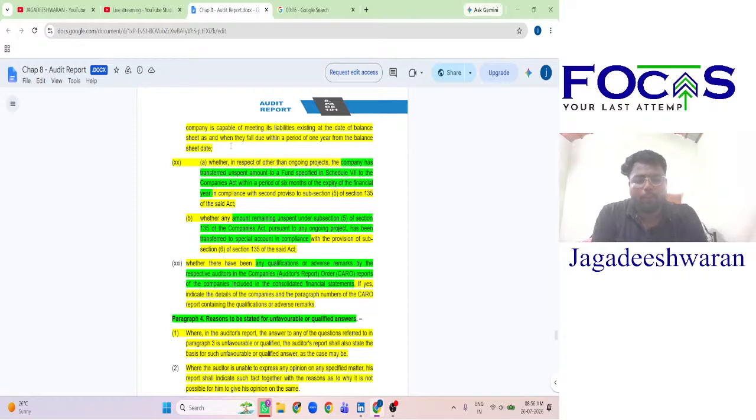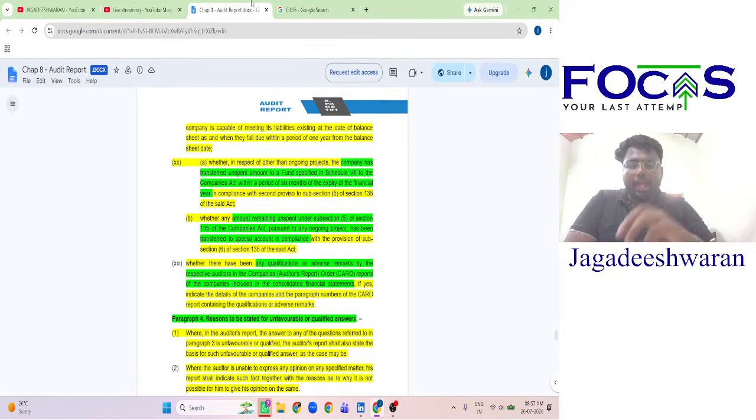So in CSR, is there any unspent amount? So other than ongoing project, the company has transferred any unspent amount to a fund specified in Schedule 7. So in Schedule 7 we are able to transfer our unspent amount. Okay, now up to within a period of 6 months from the expiry of the financial year, in compliance with second proviso of the subsection 5 of section 135 of the said act.